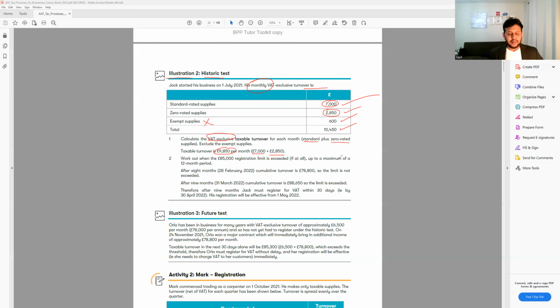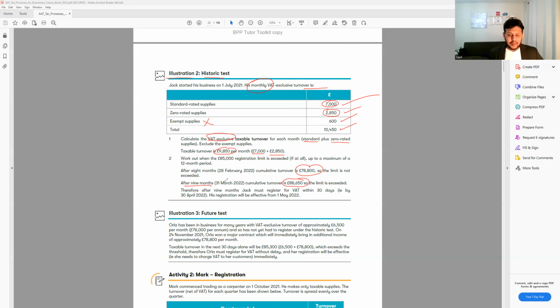So up to a maximum of a 12-month period. After 8 months, the total is 78,800. So it is still not 85,000. So after 8 months, we did not touch the registration threshold. After 9 months, we are at 88,650. That means we crossed the threshold, that is 85,000.